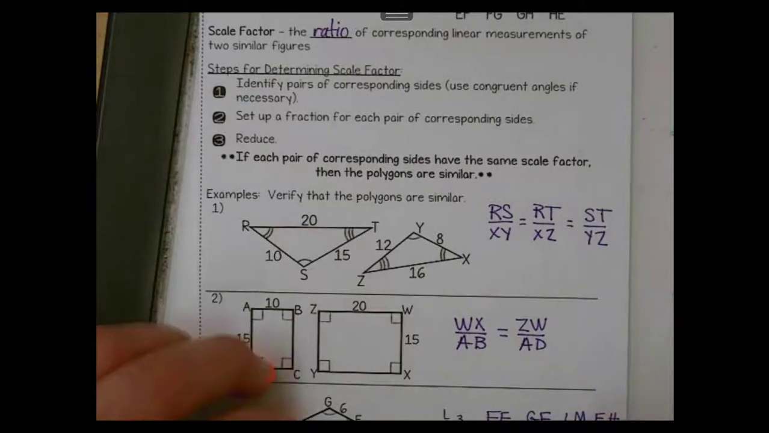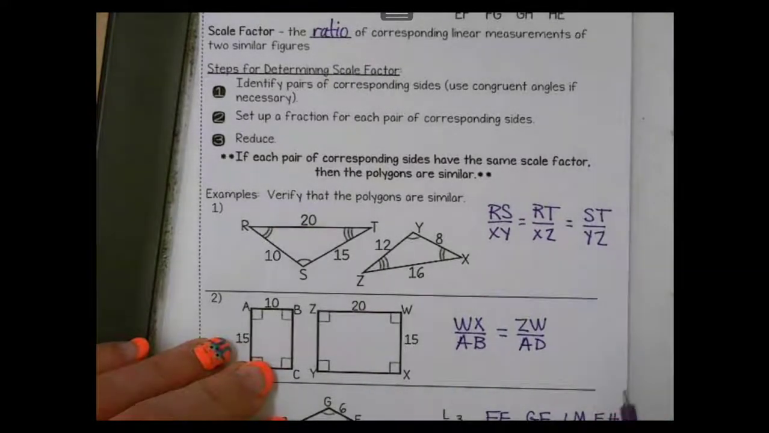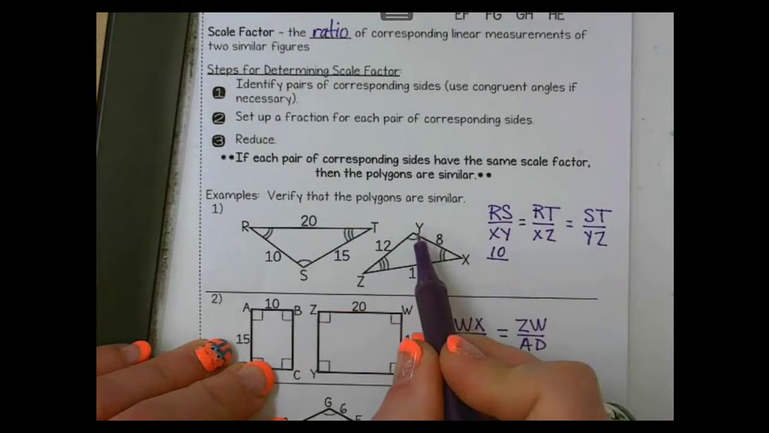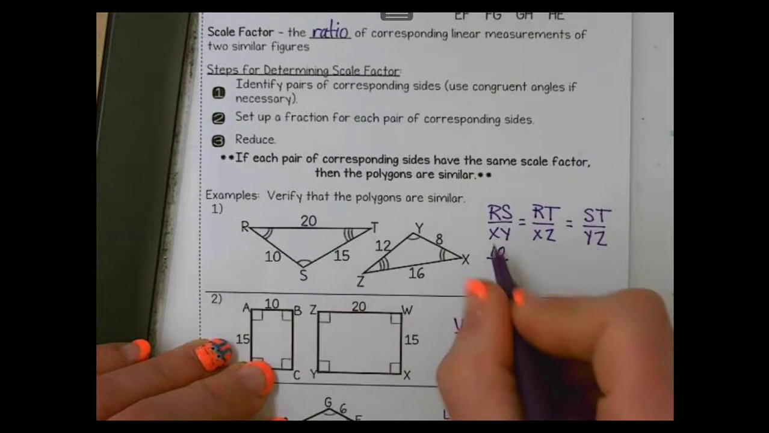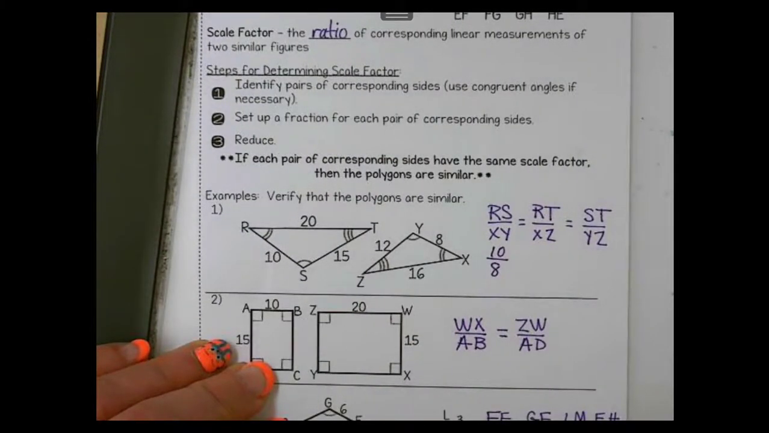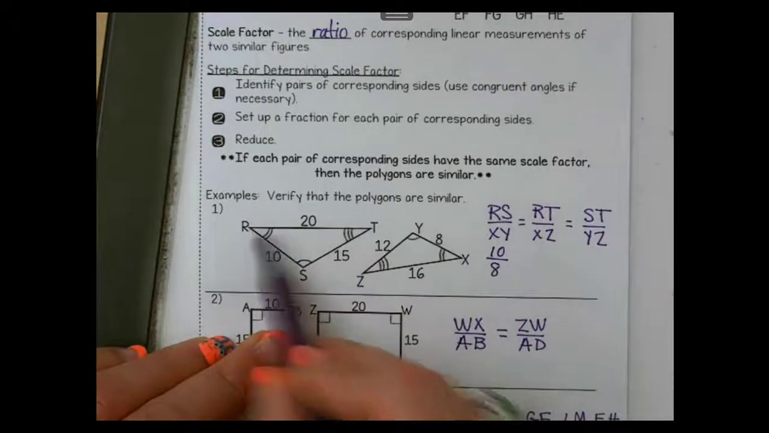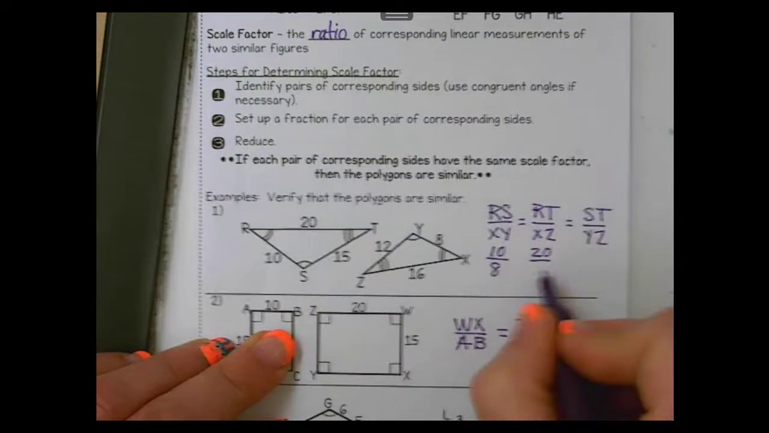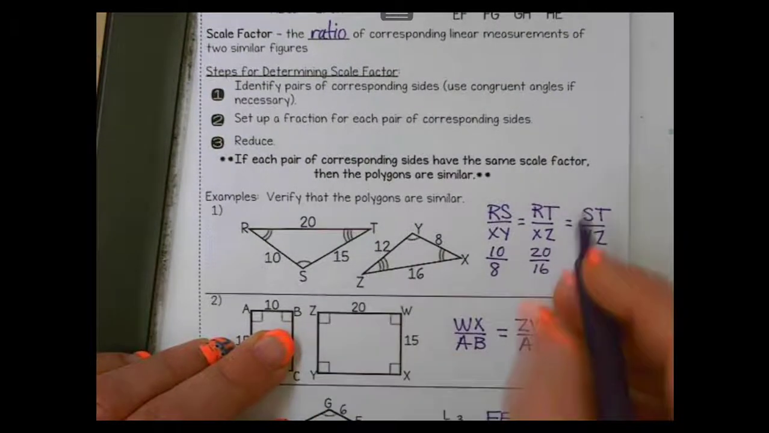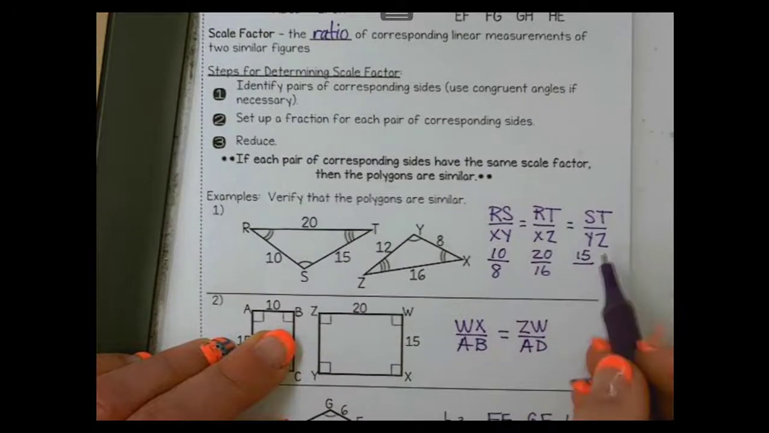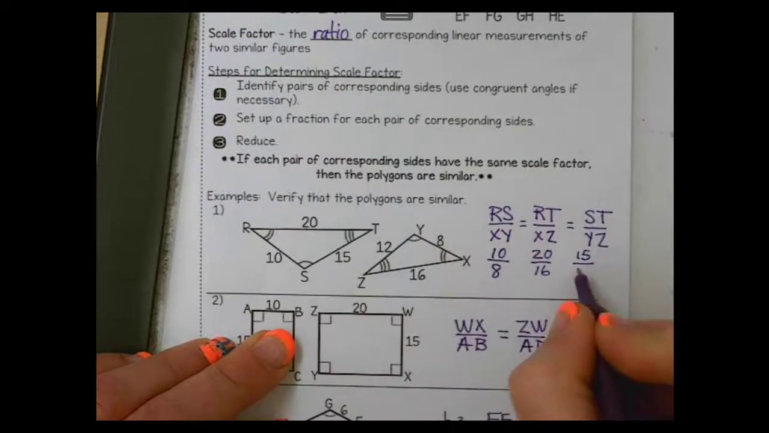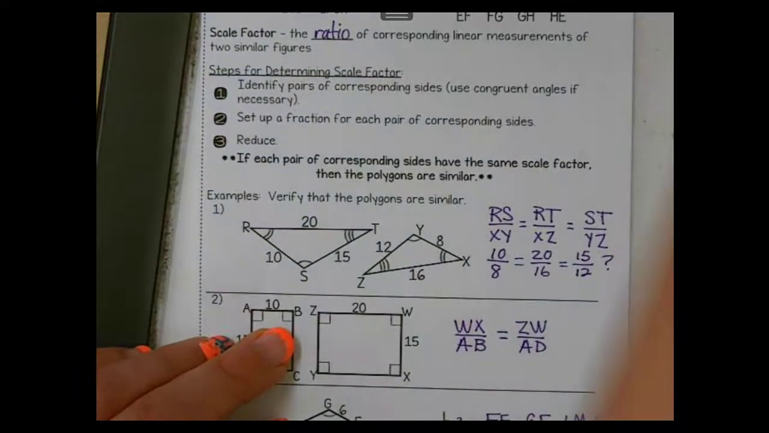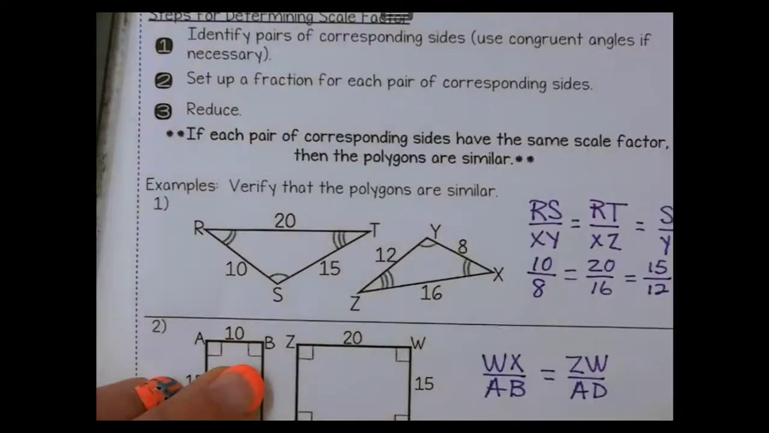Now I'm just going to fill in the lengths of those. All right, RS is 10. XY is 8. RT, 20. XZ is 16, and then ST is 15, and YZ is 12. Okay, so here's what we're wondering. Are all of those indeed in proportion with each other?